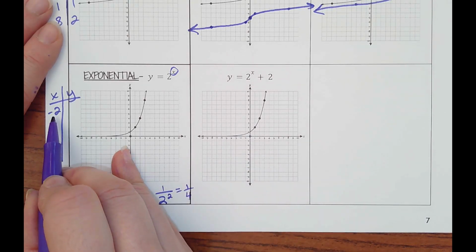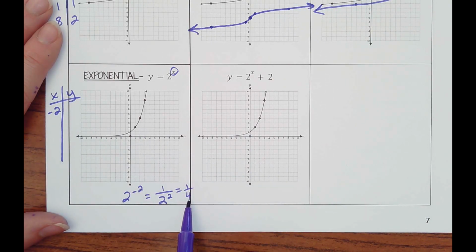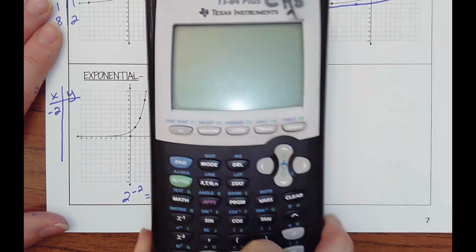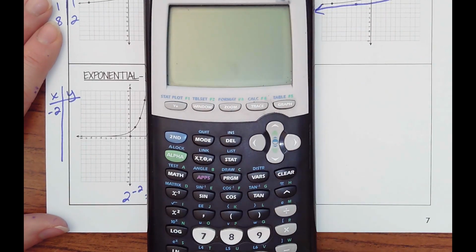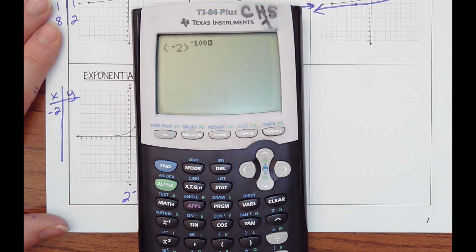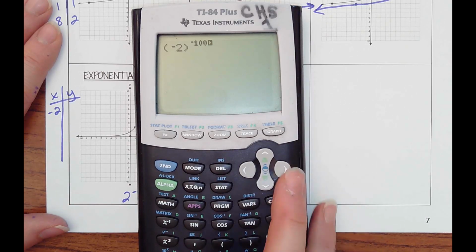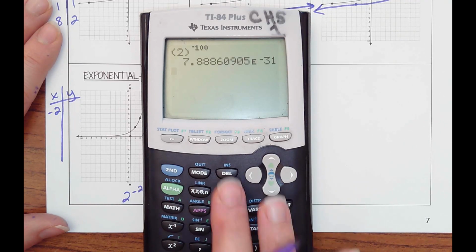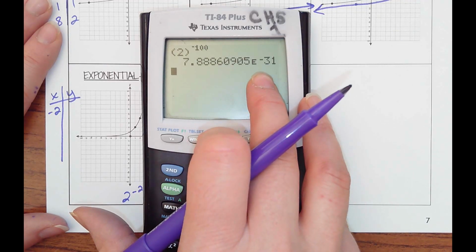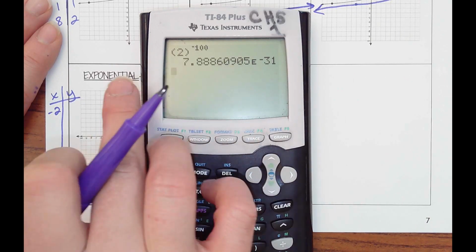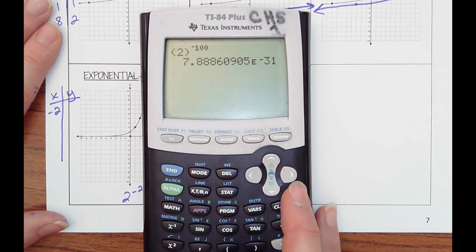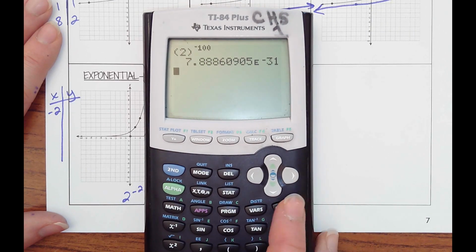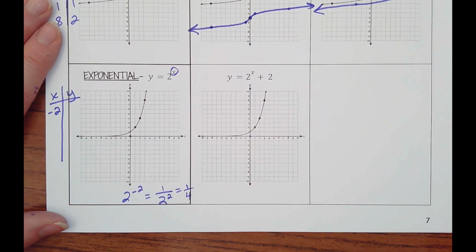So as I keep getting smaller x values, all it's doing is making a smaller fraction or decimal. Even if I took 2 to the -100th power, that still won't make it negative. That times e to the -31st power makes that decimal move to the left 31 spaces. So that's a whole lot of zeros there. That just means it's a really, really small number, but it never becomes negative.